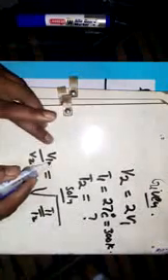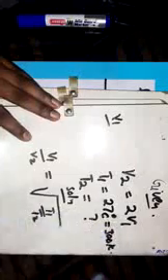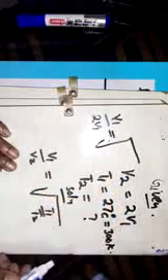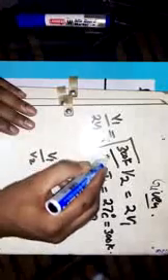Solution. Recall from the formula, V1 over V2 is the square root of T1 over T2. V1 is not given, therefore we can just write V1. V2 is twice V1, therefore there is no need of writing V2. We can write twice V1. This is equal to the square root of T1, where T1 is 300 K, divided by T2, which is an unknown value.